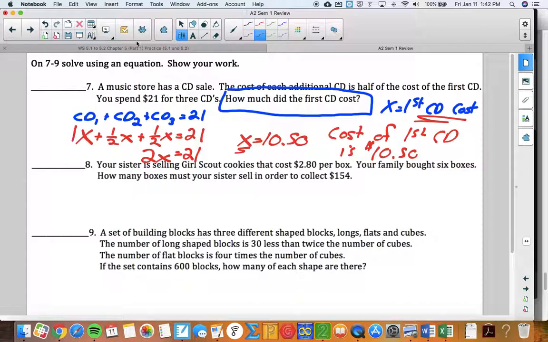All right, that's the end of page 1A. I'm going to stop this video and I'll start number 8 in a second.